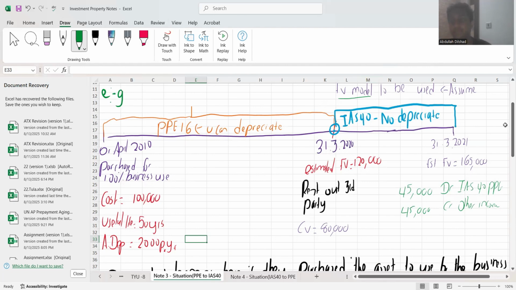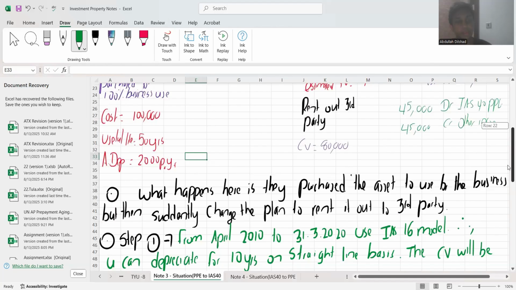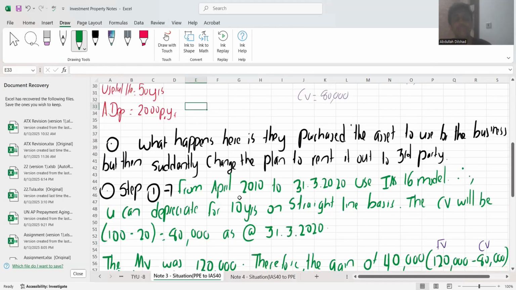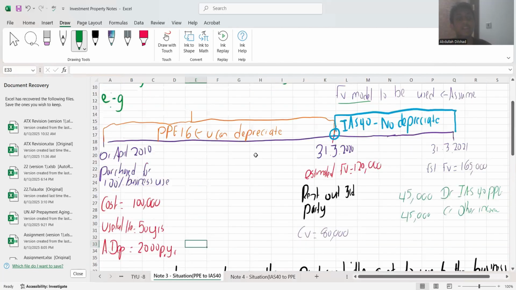changing his intention. Okay. So step one, from 1st April 2010 to 31st March 2020, you have to use the IAS 16 model, right? So you can depreciate the asset for 10 years. And you can find out the carrying value.